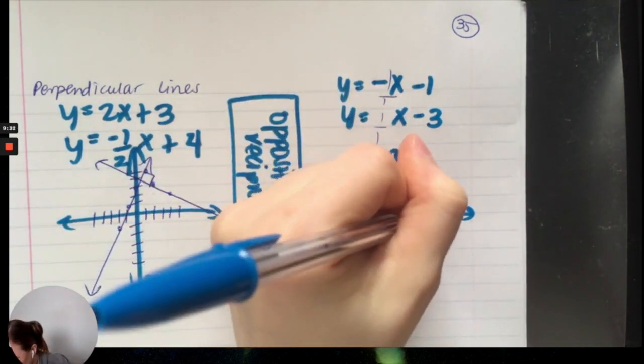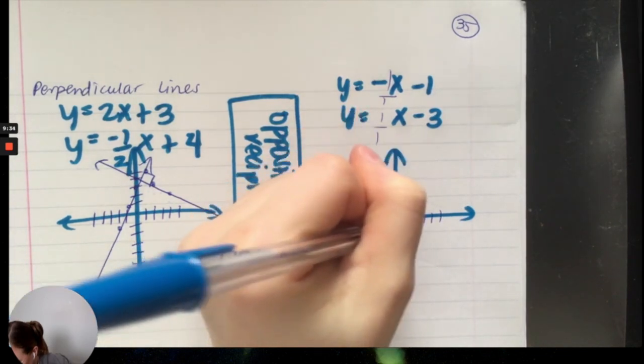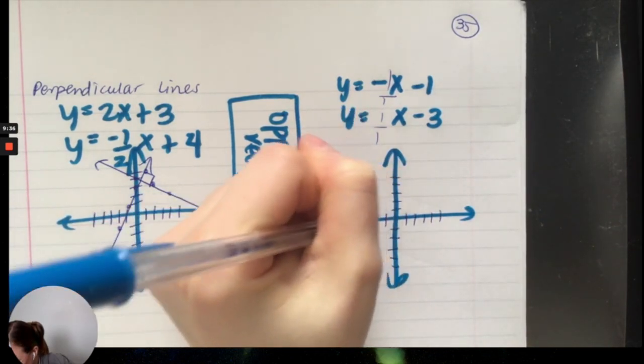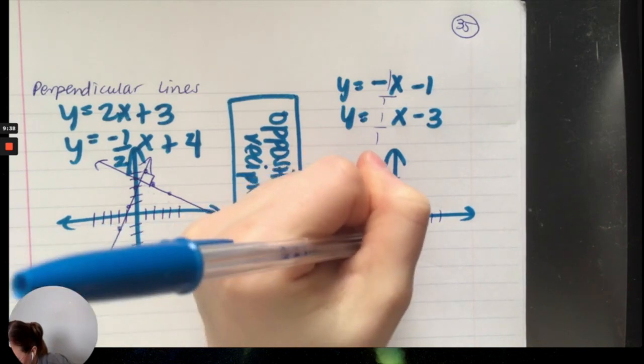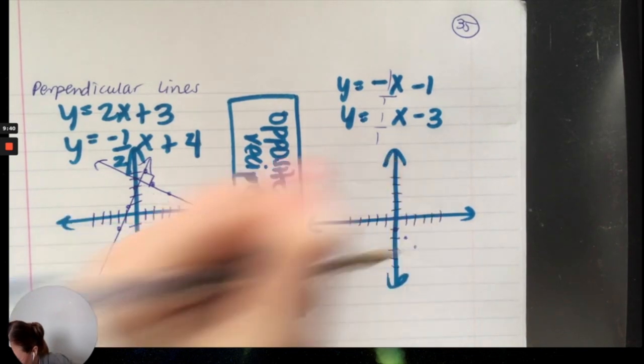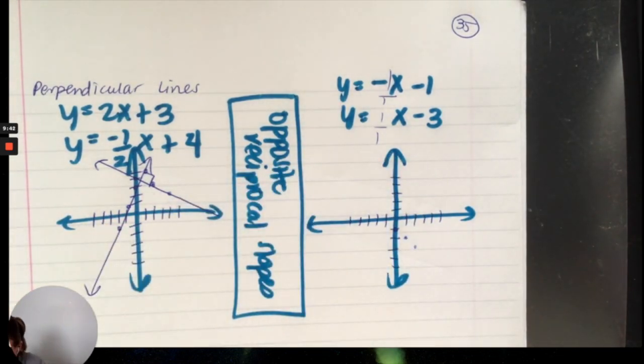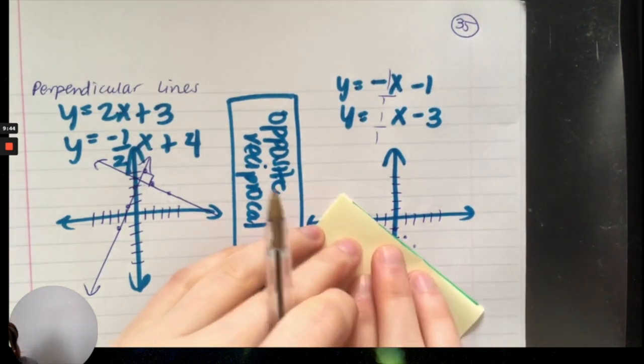So 1, 2, 3, 4, 5. Go down 1, down 1 over 1, down 1 over 1, down 1 over 1, down 1 over 1.